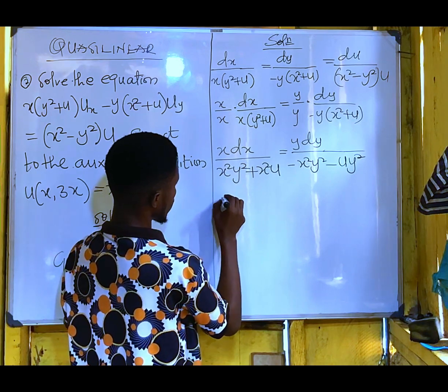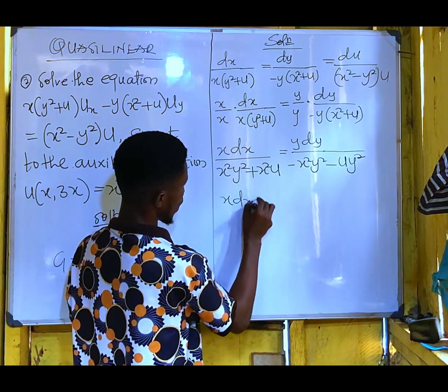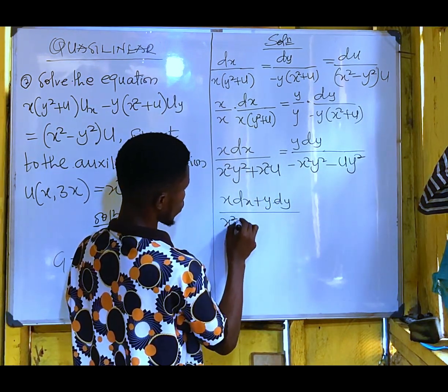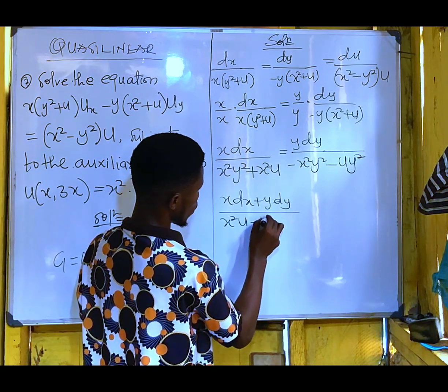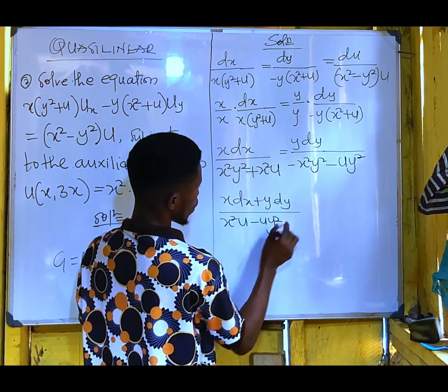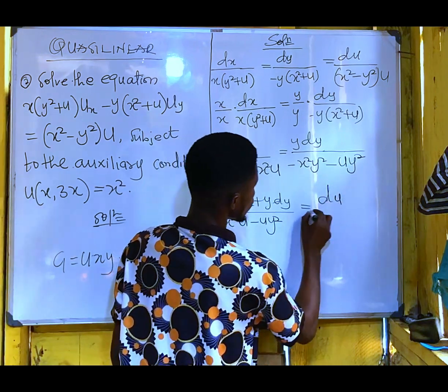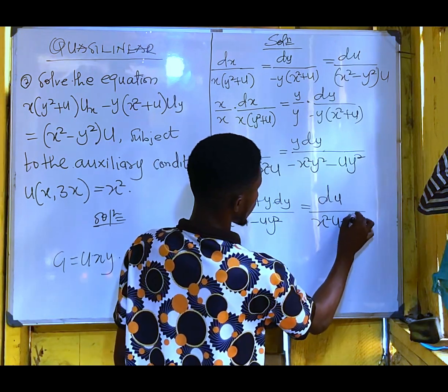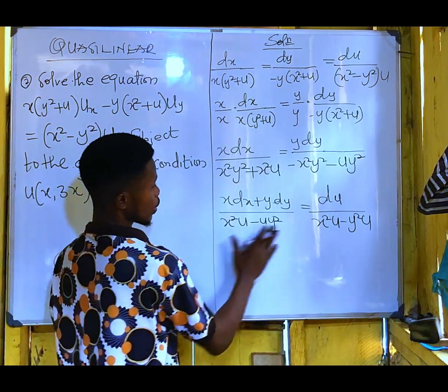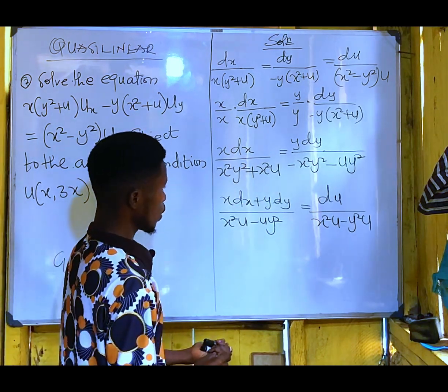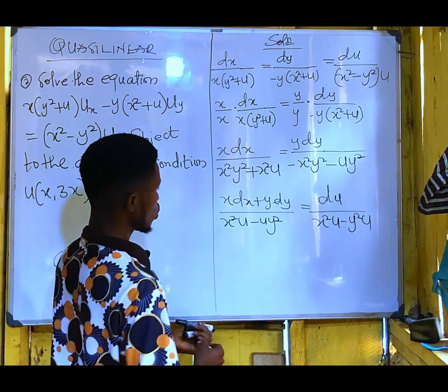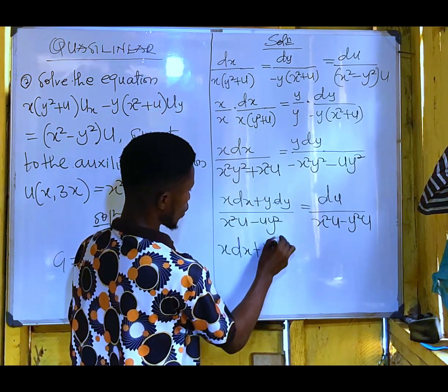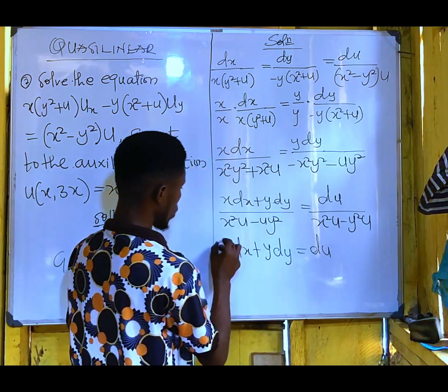So what you are going to get is (x dx + y dy) / (x²u − y²u) = du / (x²u − y²u), where I multiplied the u through so that I have x²u − y²u. Now, are the denominators the same? The answer is yes, they are the same. Can you see that? If they are the same, they will go to 1, leaving x dx + y dy = du. So this will cancel.